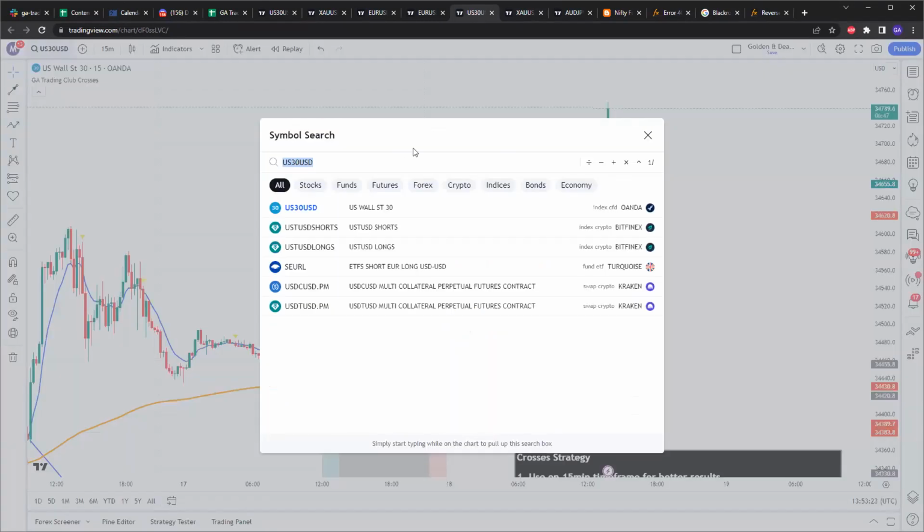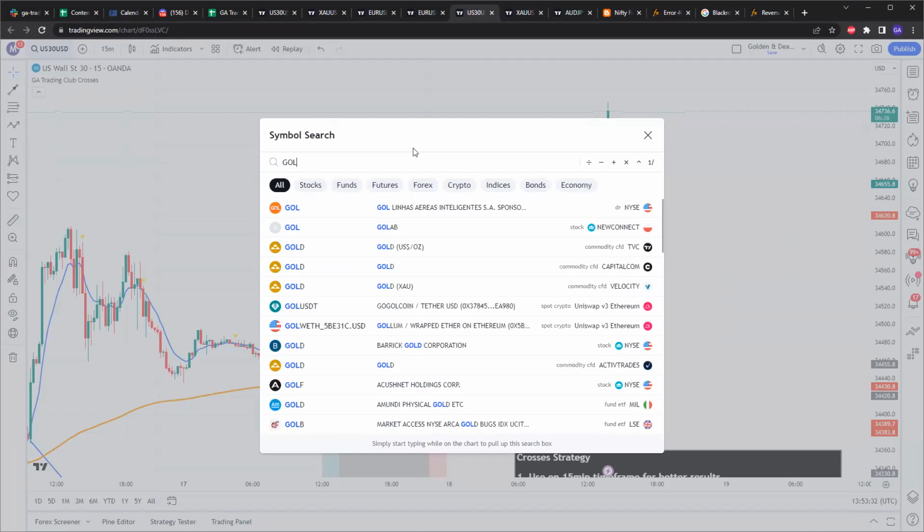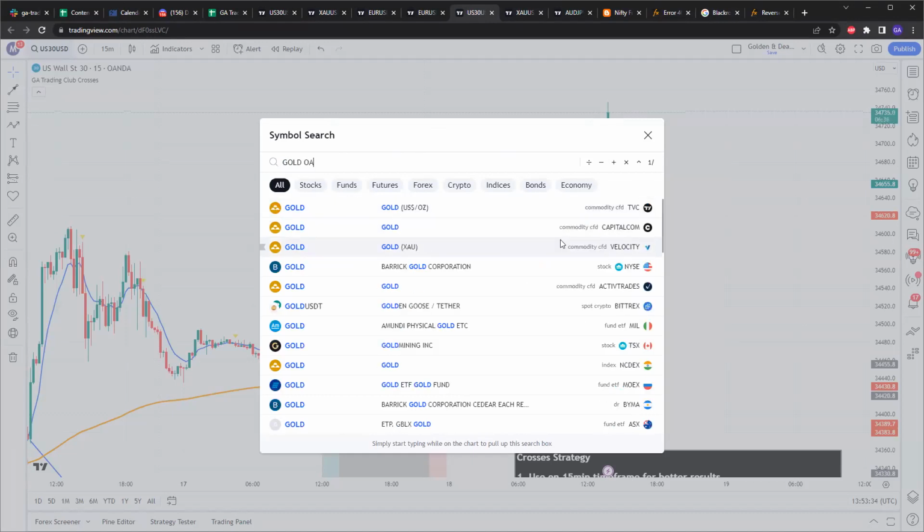I would say if you're not comfortable using a 200 pip stop loss on US 30, at the very least use a 100 pip TP and stop. I'm sorry, 150 pip TP and stop loss.